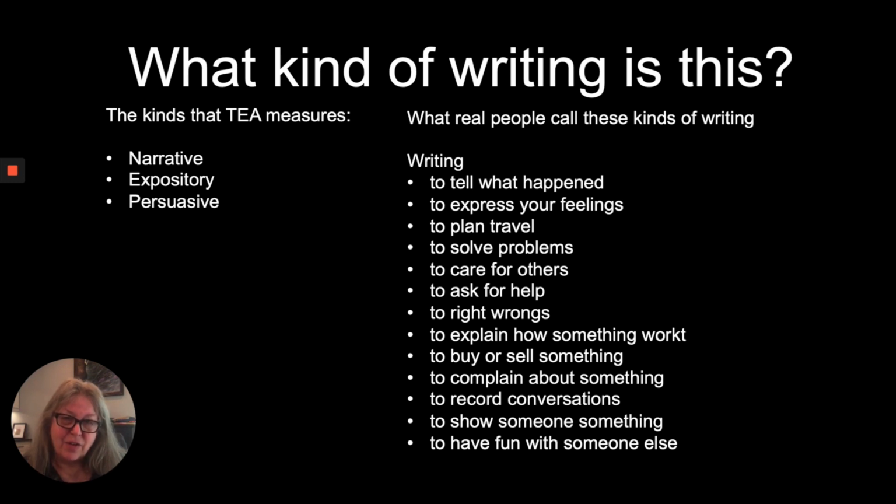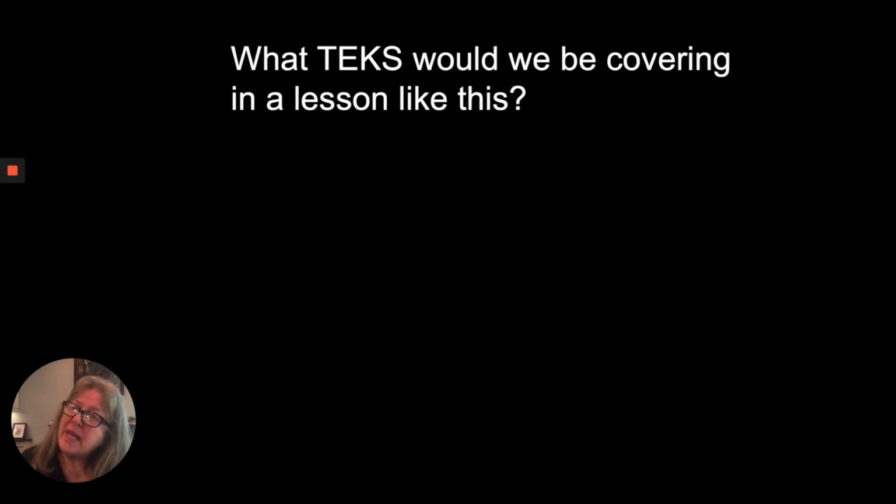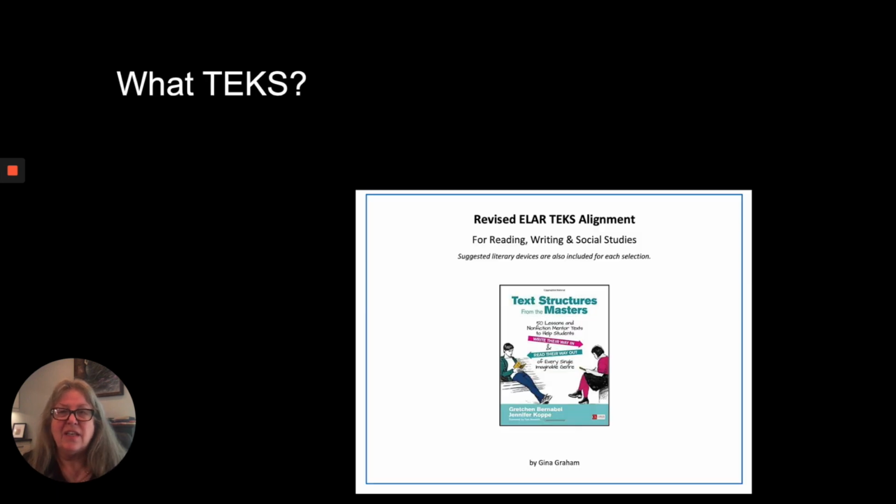Look at that list on the right. Every single thing on that list is one of the things on the left. They're all narrative, expository, or persuasive. We just call them by different normal names when we're actually involved in doing them. Would you say there is not anything academic about the Declaration of Independence or about soliloquies from Shakespeare? Of course you wouldn't.